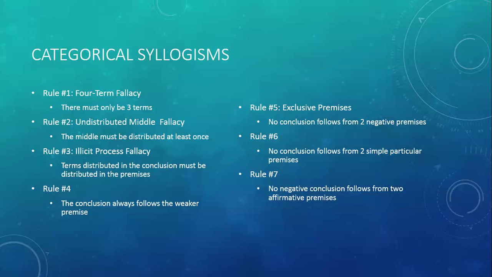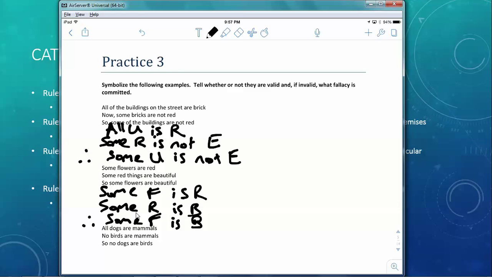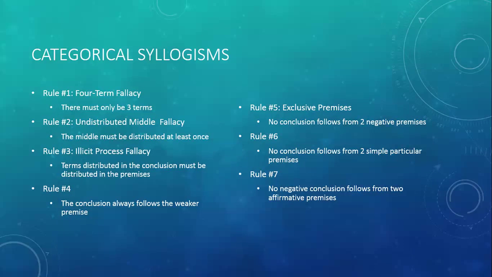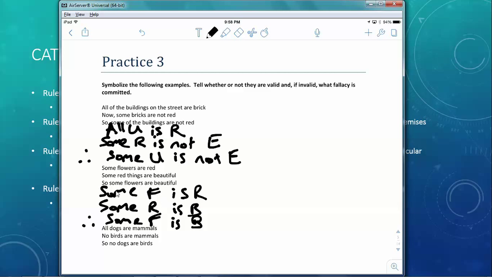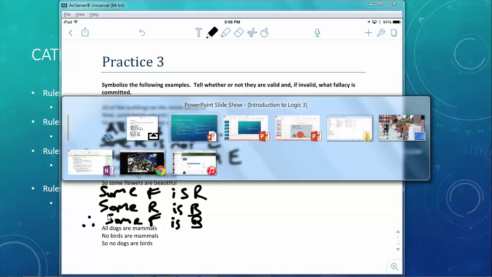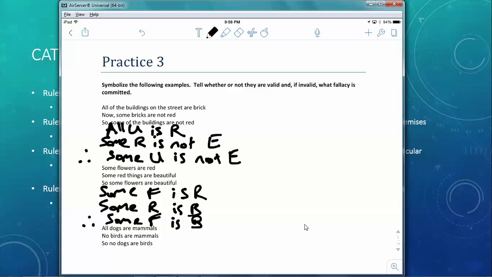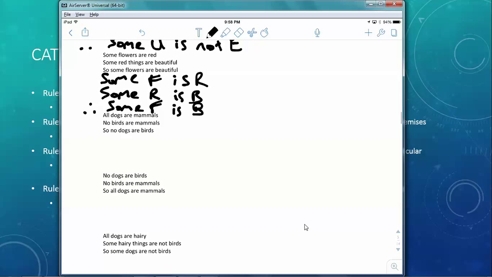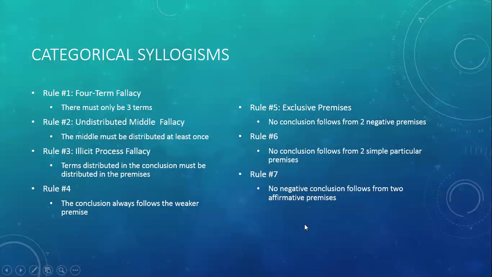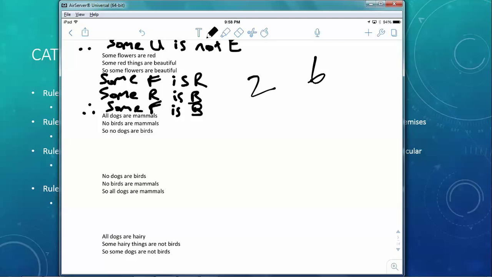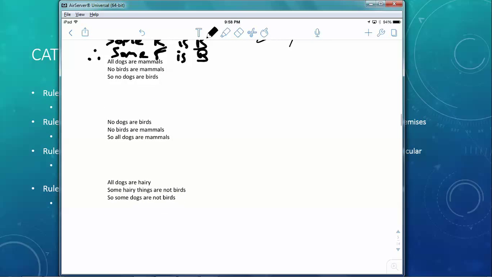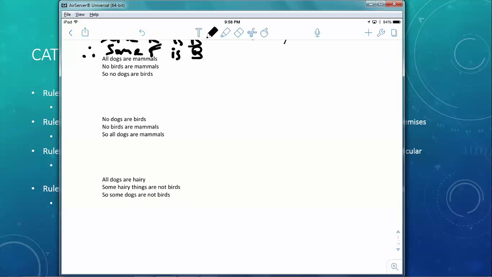Okay, good. No conclusion follows from 2 negative premises. I don't have any negative premises, so that's good. No conclusion follows from 2 simple particular premises. That's the one we commit to. We have 2 sums, and we can't get anything from 2 sums. Finally, rule 7, no negative conclusion. Well, we don't have a negative conclusion, so we're okay on that one. So this one, rule 2, and what was it? Rule 6. Like I say rule 2 and rule 6, but honestly I don't remember them as numbered. I'm just writing so I don't have to write down those long names.